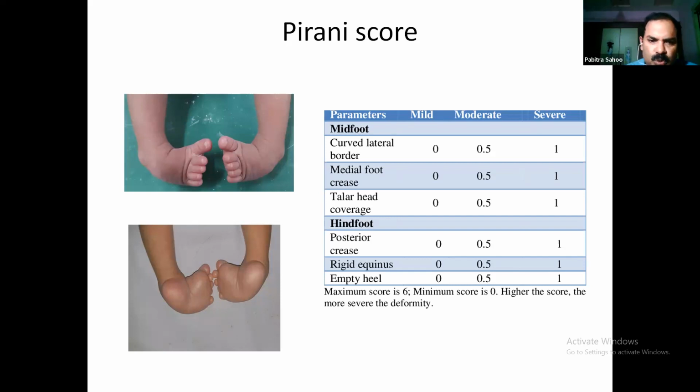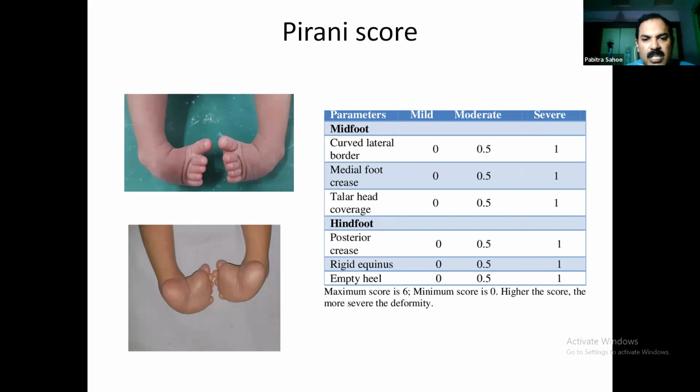Then the hindfoot score. If you look from the back of the foot, this is the posterior crease. Similar to the medial crease, if there are multiple creases, it is 0. If there are 2 or 3 creases where the base of the crease is visible, it is 0.5. If the crease is a single crease where the base of the crease is not well visible, it is severe and measured as 1. So this is the posterior crease.